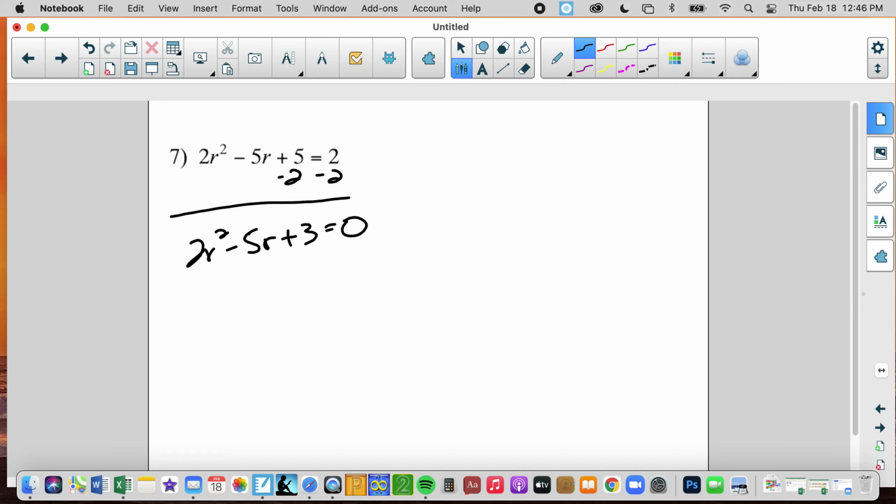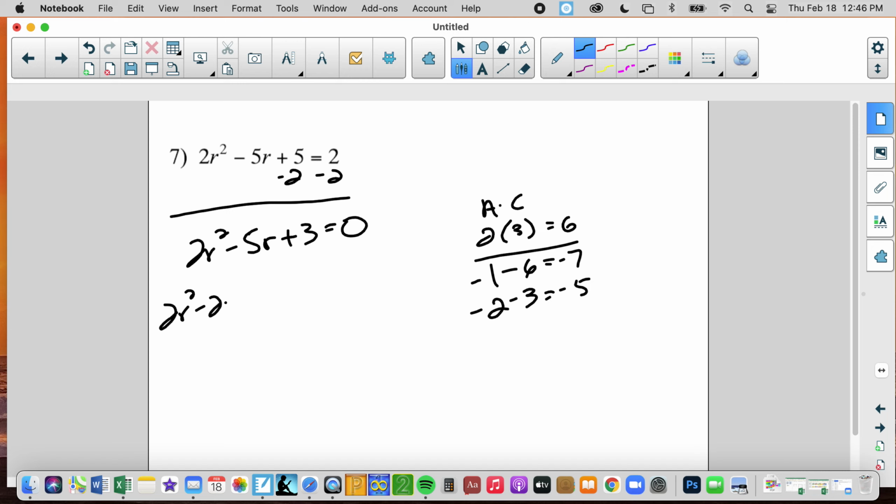All right, so no greatest common factor. It is not a difference of squares or binomial squares, so we still have a times c. 2 times 3 is 6. 1 and 6, 2 and 3. Signs are the same, and both are negative. Negative 7, negative 5. Negative 5 equals my middle, so it becomes 2r squared minus 2r minus 3r plus 3 equals 0.